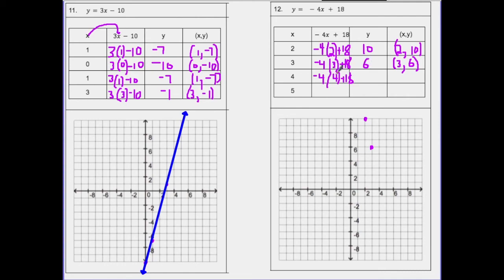All right, so we do -4 times 4 plus 18, we get 2. So our point here is going to be 4, 2. So I go over 4, up 2. And then our last one, we're going to use 5. So -4 times 5 this time, plus 18. And when we multiply and add, we get -2. And then I'm going to show my point here, 5, -2. So over 5, down 2.